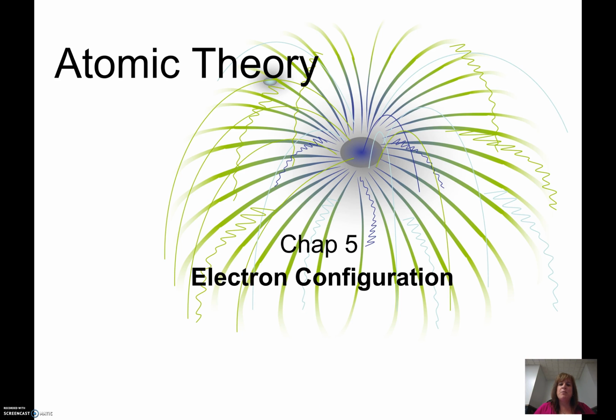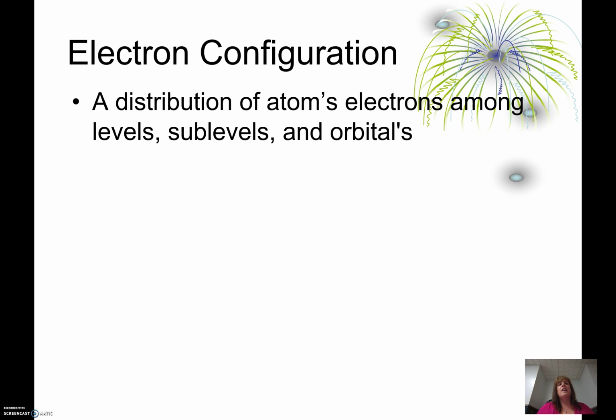In our third video on Chapter 5, we're going to talk about electron configuration. An electron configuration is the distribution of an atom's electrons in all those levels and sublevels and orbitals that we talked about in the previous video. Now, in order to fill these up, we need to know, where do we start?